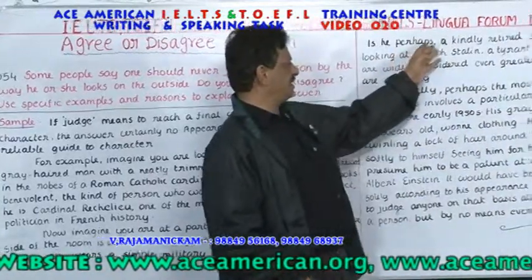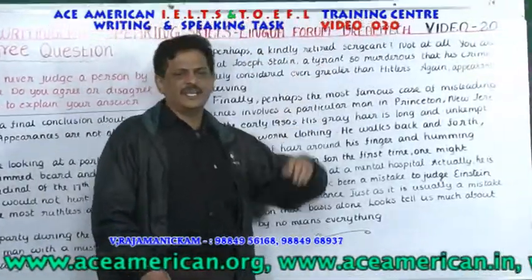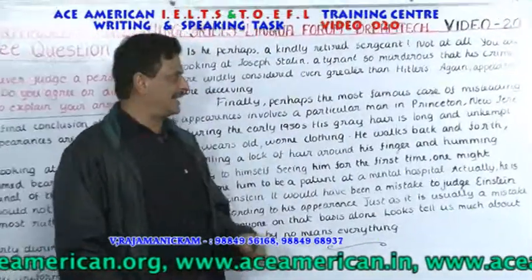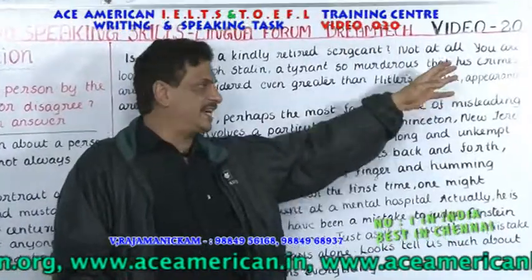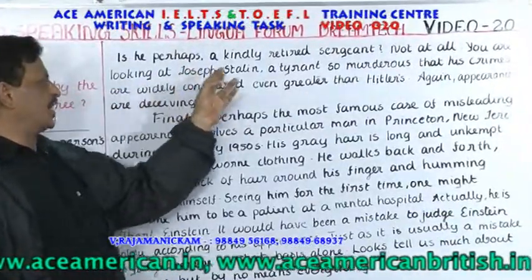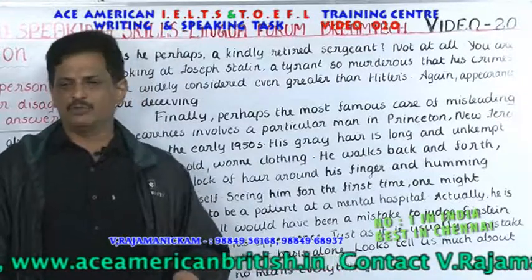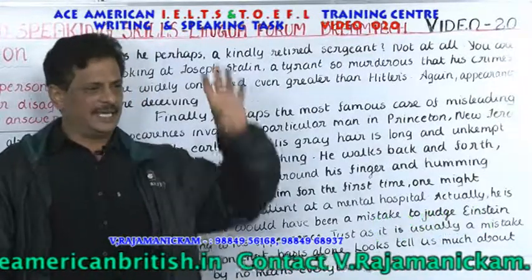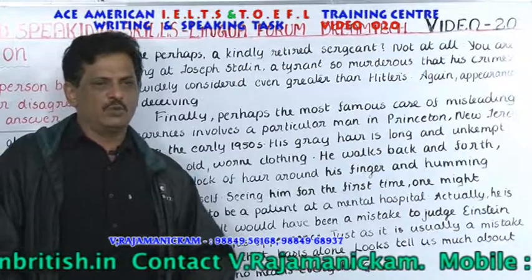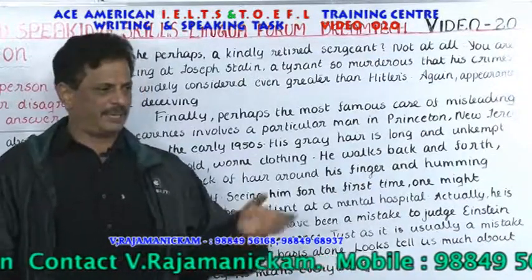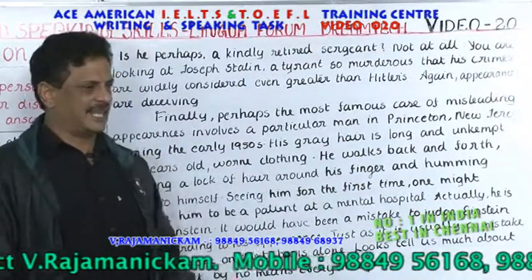அவர் யார்? Is he perhaps a kindly retired surgeon? அவர் ஓய்வு பெற்ற ஒரு இராணுவ அதிகாரியா? Not at all, கிடையவே கிடையாது. You are looking at Joseph Stalin. ஸ்டாலின் என்று சொல்லக்கூடிய நம்ம ஸ்டாலின் இல்லை, திமுக ஸ்டாலின் கிடையாது. இது ரஷ்யாவிலே இருக்கக்கூடிய ஒரிஜினல் ஸ்டாலின். அவர் பெயரைத்தான் இங்கே வைத்திருக்கிறார்கள் இந்த ஸ்டாலினுக்கு.